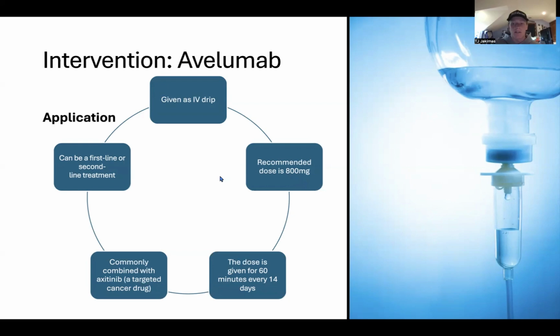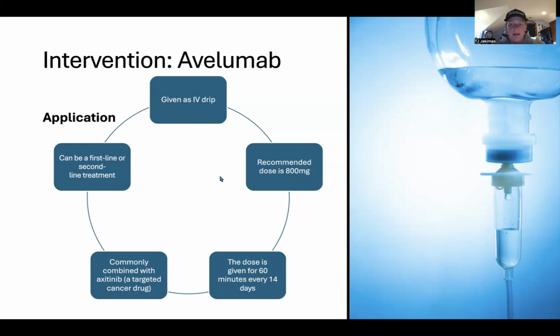My name is TJ Jakimas, and I'll be discussing the efficacy of Avelumab along with the risks and benefits of this intervention. So just to start off, Avelumab is an anti-neoplastic, which means that it is used to change the immune system to help control the growth of cancer cells. To begin with application of this intervention, Avelumab is usually given via an IV drip at a dose of 800 milligrams for 60 minutes every 14 days or 2 weeks. This long rest period is what allows the patient's body to rest and recover before the next cycle takes place.